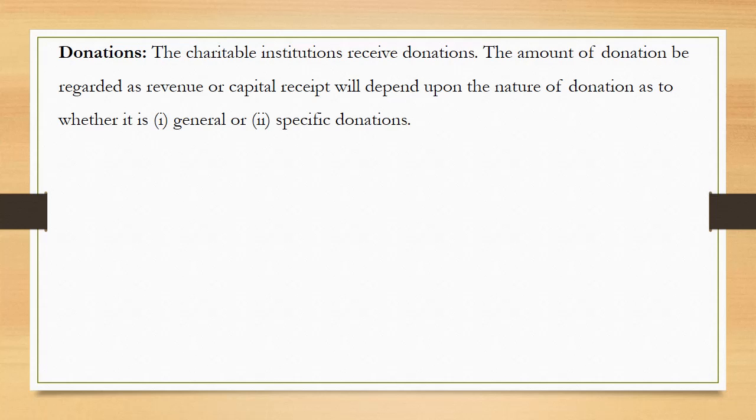Donations. Charitable institutions receive donations. Whether the amount of a donation is regarded as a revenue or a capital receipt will depend upon the nature of the donation, as to whether it is general or specific.